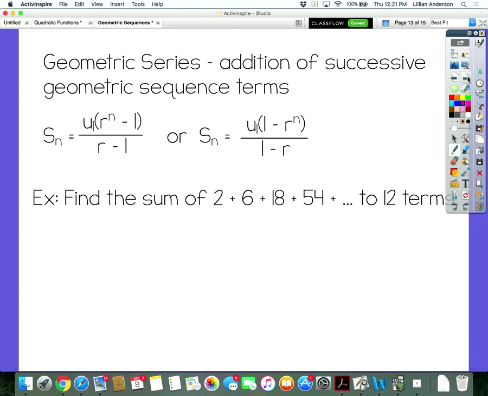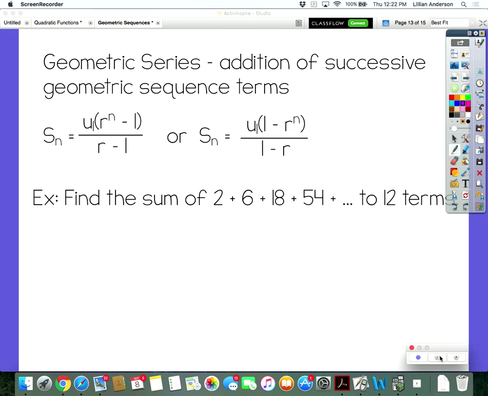Geometric series, just like arithmetic, you're adding each term. This time it's geometric: u sub 1 times r raised to the n minus 1, all over r minus 1. Please make sure you know, and your calculator knows, that you're doing r minus 1, that entire denominator, because you will end up getting weird numbers. So be careful on how you type it in.